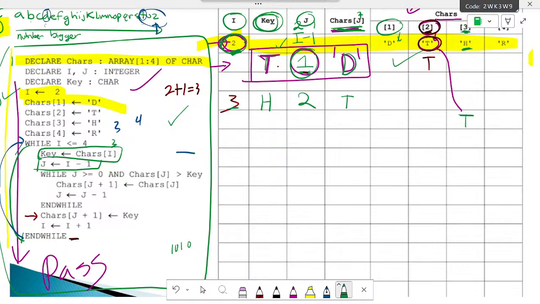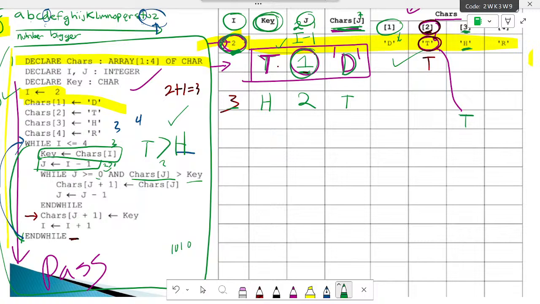Is J greater or equal to 0? Is J, which is 2, is 2 bigger than 0? Yes. Is char 2? Char 2 is T. Is T greater than key? Key is H. Is T greater than H, Wendy?